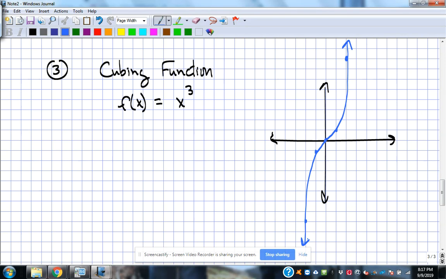That's what the graph looks like. A little swerve there. Domain, negative infinity to positive infinity. Slowly get there, but it will eventually get there. The range, a little quicker, negative infinity to positive infinity.